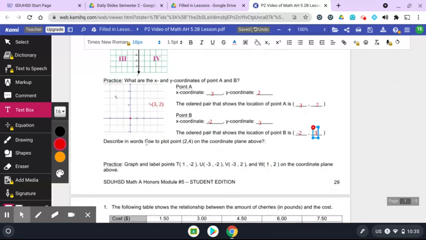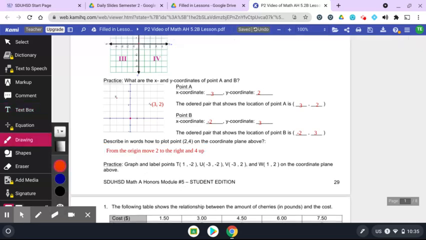Okay, so in words, how do you plot (2, 4)? I would go 2 to the right and 4 up from the origin. Move 2 to the right and 4 up. Okay, and then we have to graph our points. So try. You can pause the video and then you can check your answers.